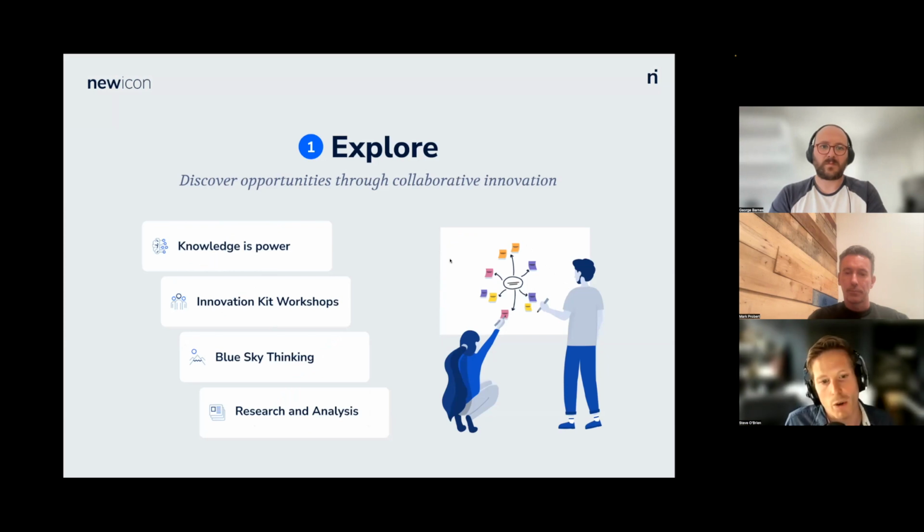So we have a whole innovation kit around how we do these workshops and the structure to create that collaborative working with our clients and with the people we work with. Blue sky thinking, which is super important and sort of underpins the Agile architecture phase, and then the research and analysis that we take from that.